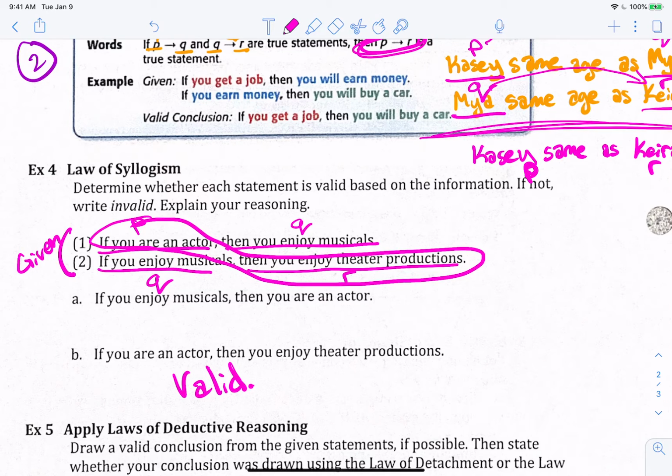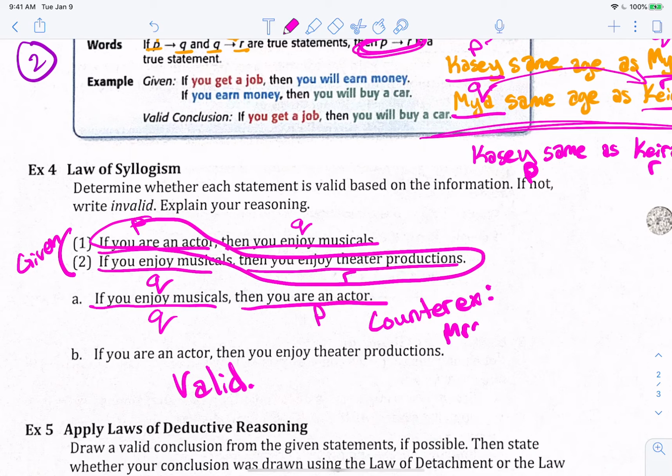Okay, let's see why this one is not valid. If you enjoy musicals, then you are an actor. If you enjoy musicals is Q, then you are an actor. That is P. So we know that if you're an actor, you automatically enjoy musicals. That's just the way that it works. But if you enjoy musicals, do you have to be an actor? I kind of enjoy musicals, but I'm not an actress, right? So, counterexample.